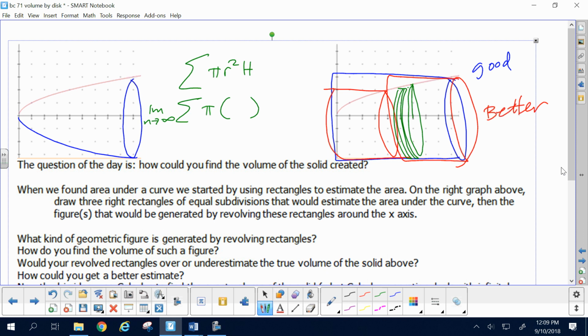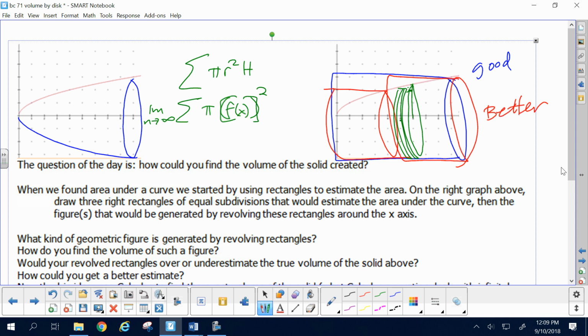Hey, so what is the radius? Is the radius constant or varying? It's varying. It is a function of x. It's the function itself. It's the y value, the function at different points. That whole function is squared, not just the x. What's the height? The height is infinitesimally thin this way.